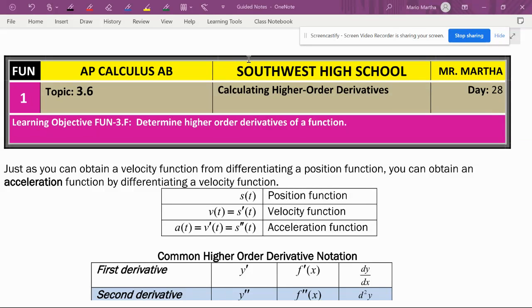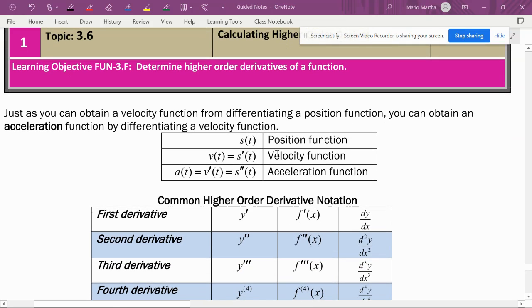Welcome back to Calculus AB. Today's topic 3.6, calculating higher order derivatives. So the learning objective is determine higher order derivatives of a function.